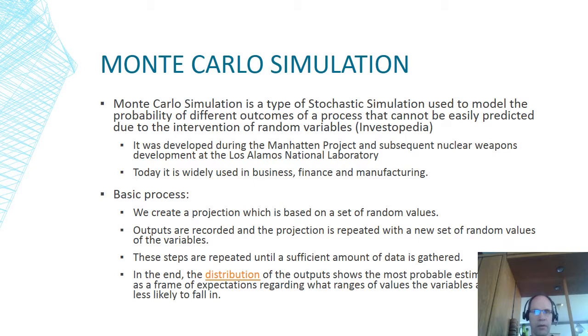And again, the basic process of Monte Carlo simulation is you create a projection, you record the outputs of that, and then you continue to repeat that projection until you've gathered a sufficient amount of data, and then you look at the distribution of those outputs to understand basically what kind of ranges of values to expect. So that basic process comes straight from my definition of stochastic simulation, because Monte Carlo is a very widely used example of stochastic simulation.